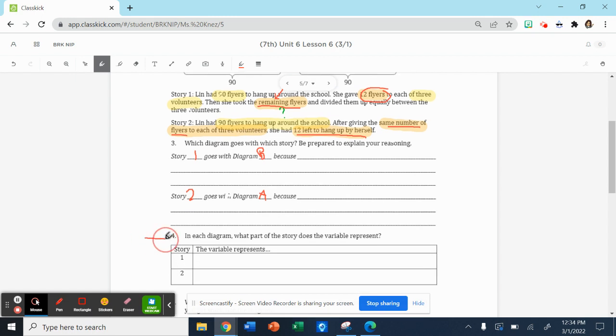I want you to try question 4 on your own. In each diagram, what part of the story does the variable represent? Remember that story 1 goes with diagram B, and so the variable is Y, and story 2 goes with diagram A. Go ahead and give question 4 a try.